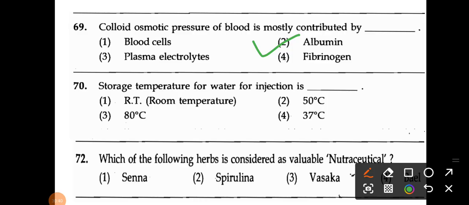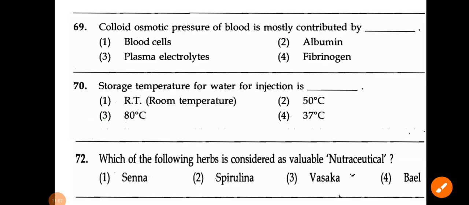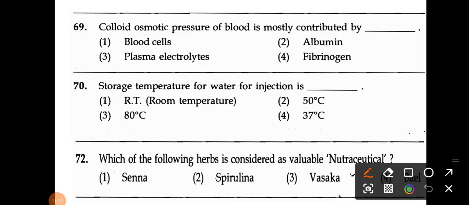Then storage temperature for water for injection is, first one is room temperature, 50 degree, 80 degree and 37 degree. WFI, that is the water for injection, and the correct answer is your 80 degree Celsius. Which of the following herbs is considered as valuable nutraceutical? Senna, spirulina, vasaka and bael, right? The important nutraceutical is your spirulina because it contains the highest amount of protein, and this is a very important nutraceutical.